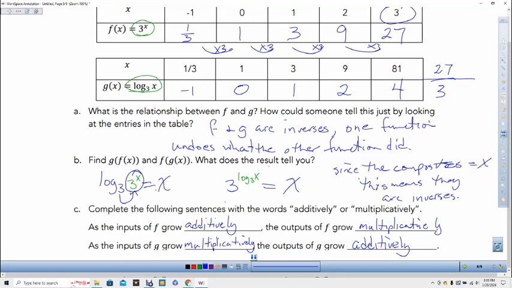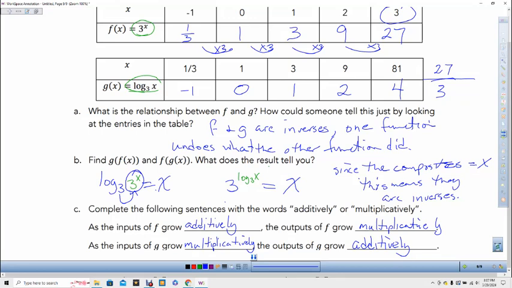Now, that makes sense because what do we know? With the log, the outputs are growing additively because we're adding one more time that we're multiplying 3. We're multiplying times 3, we're multiplying times 3, we're multiplying times 3. So every time you multiply by 3, the exponent that you're expecting here is going to be increasing by 1 each time you multiply by 3. So since this is multiplying by 3 each time, then your outputs are going to go up by 1 because you're adding one more time that you're multiplying by 3.